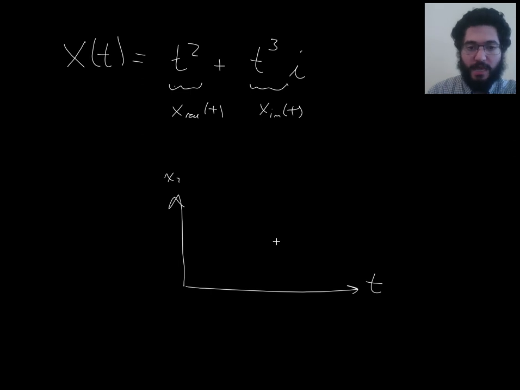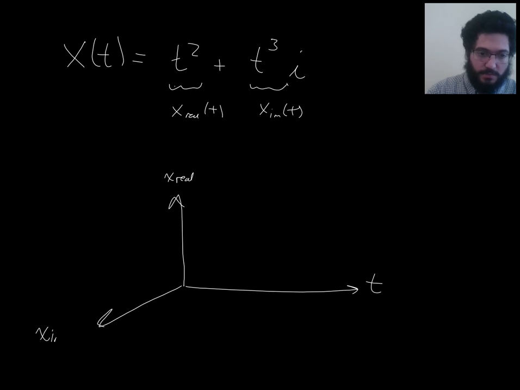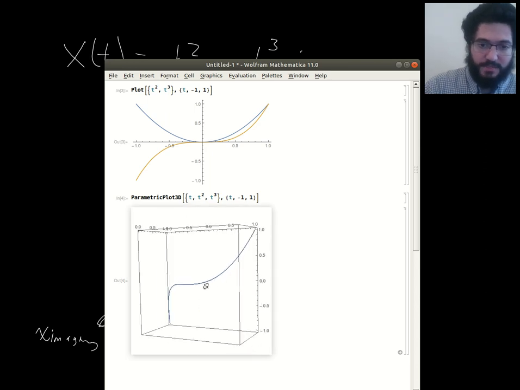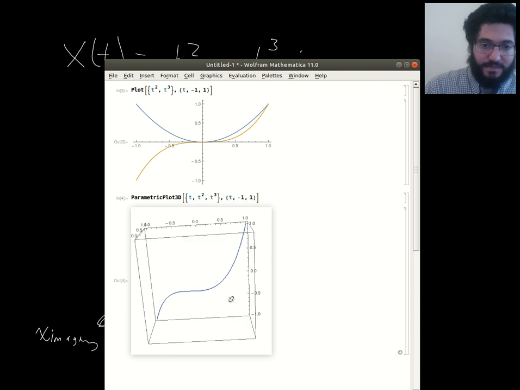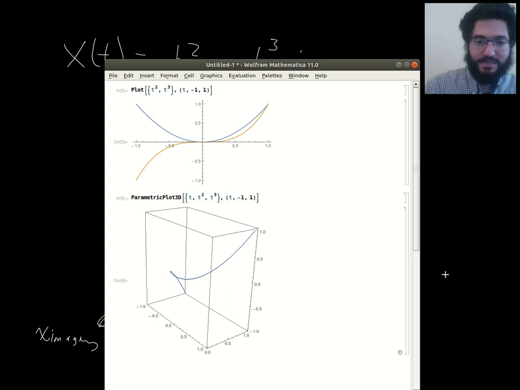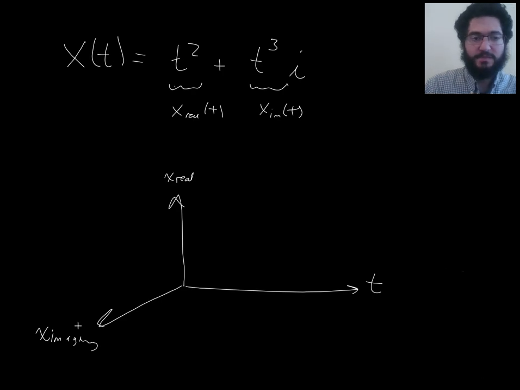But if you really want to see everything all at once, rather than looking at one at a time, you would have to introduce a third axis, right? So time, real, and also imaginary. You would want to introduce all of the axes like this, so it would be a 3D kind of plot, which you can do like this. It would look something like this for this particular example, and that would contain all the information. So one of these axes is time, and the other two are the real and imaginary parts of x.